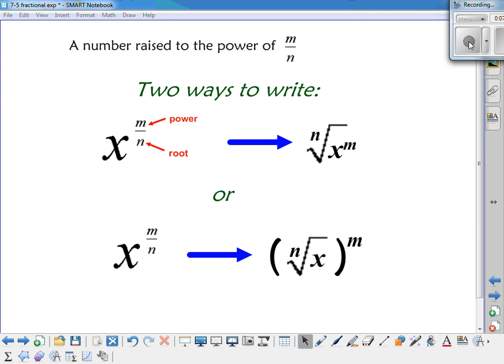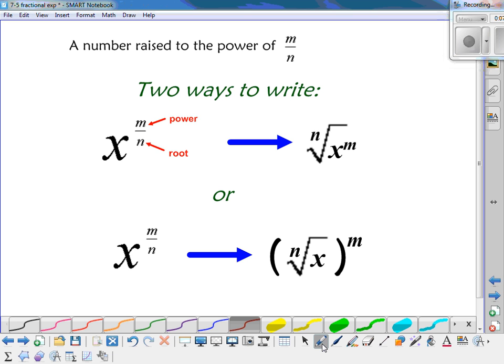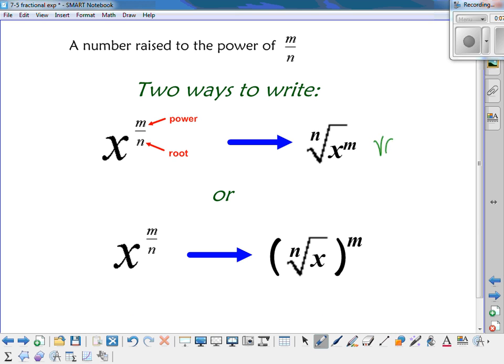Okay, so if we have a number that's raised to the power of m over n, there are two different ways you can write it. You can either write it the way we have it on top, the nth root of x to the m power, or you can put it in parentheses and have the nth root of x and then raise the whole thing to the m power. Basically, it depends on what type of problem you're dealing with, which way you're going to want to do it. If you're dealing with just variables, then you're going to use the first way of writing. But if you're dealing with numbers, you're going to want to do it the second way. You're going to want to take the root first and then raise it to the power.